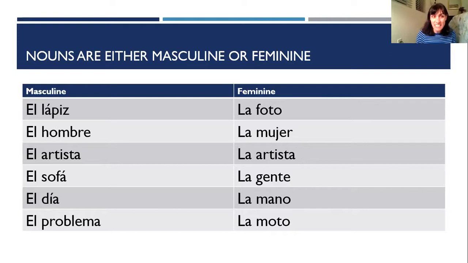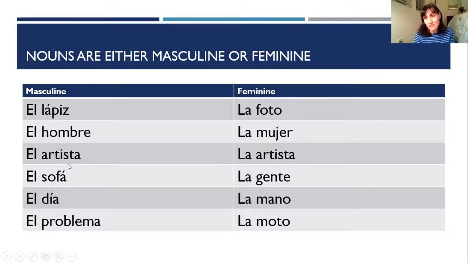Sometimes they end in a consonant. And so you're just going to have to learn the article when you learn the word. Lápiz means pencil. You learn el lápiz, you'll remember it's masculine. El hombre, that means a man, the man.